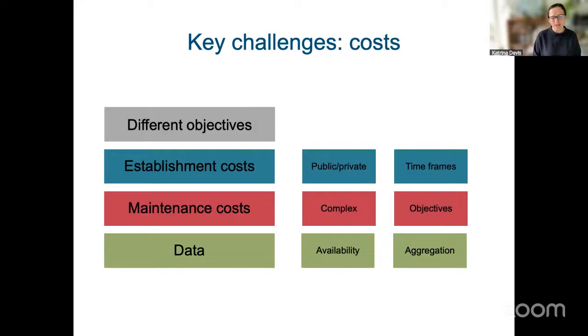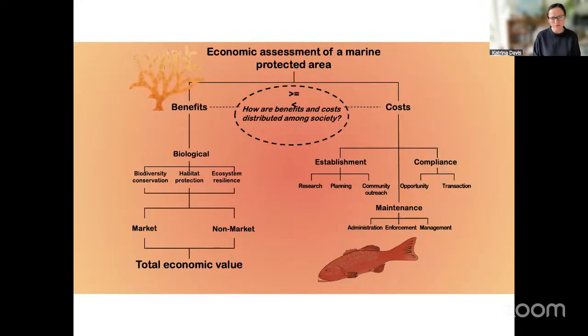These are our key challenges associated with estimating the cost of marine protected areas. Typically, we run into real problems when we have different objectives, and this will come because we have an NGO versus a fisheries management group versus a government organization. Our costs tend to be distributed along our establishment costs and our maintenance costs, and then we're limited by the data availability and how it's been aggregated. So these can make estimating the cost of marine protected areas, which should be the more straightforward task, far more difficult.